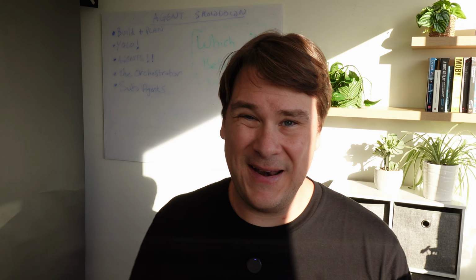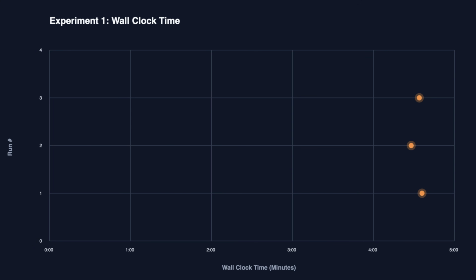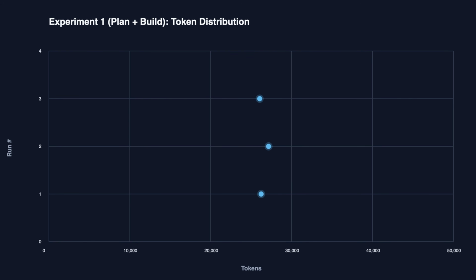First, I use the plan agent in OpenCode to read the specification, plan it out, then the build agent to actually implement it. On average, we're looking at about 4.5 minutes, about 26,500 tokens. Very consistent across the 3 runs, less than 5% spread across the runs. Predictable, nice, on to the second one.